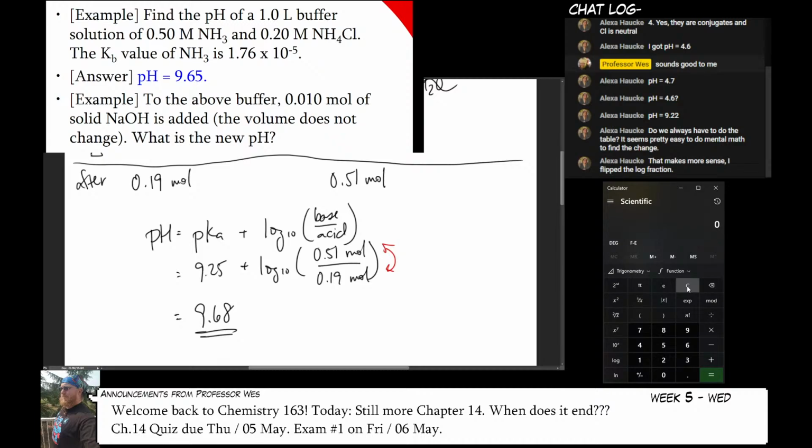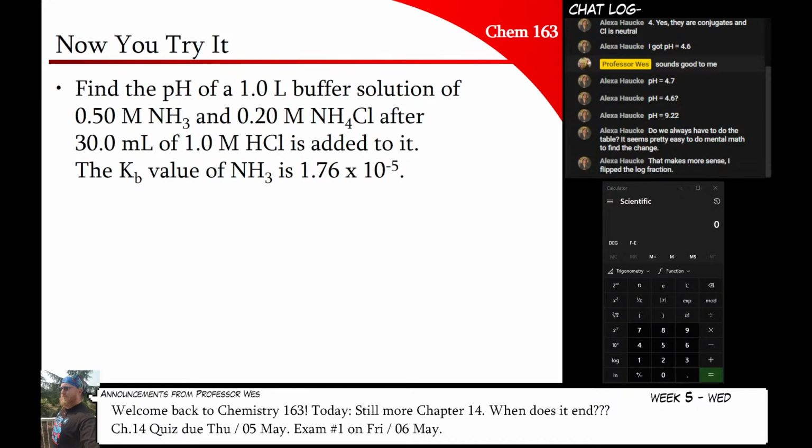All right. So that's how we play around with the HH equation. We're going to do more of this next week. So I'm going to have you just try this problem on your own at home. It's more or less the same problem, except it's 30 mils of 1 molar HCl. So we're adding like 0.03 moles or something like that. Same problem. pH should go slightly down because it's acidic.